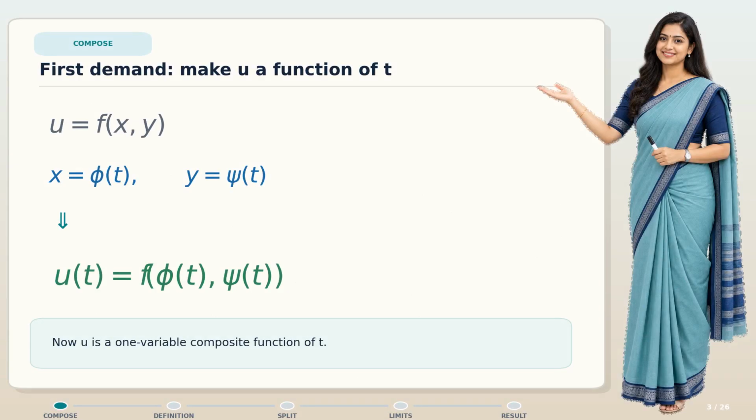This is the first and most important step. In u equals f of x comma y, replace x by phi of t and replace y by psi of t. We obtain u of t equals f of phi of t comma psi of t. Now u has been converted into a function of the single variable t. Therefore, we can apply the ordinary definition of a derivative.